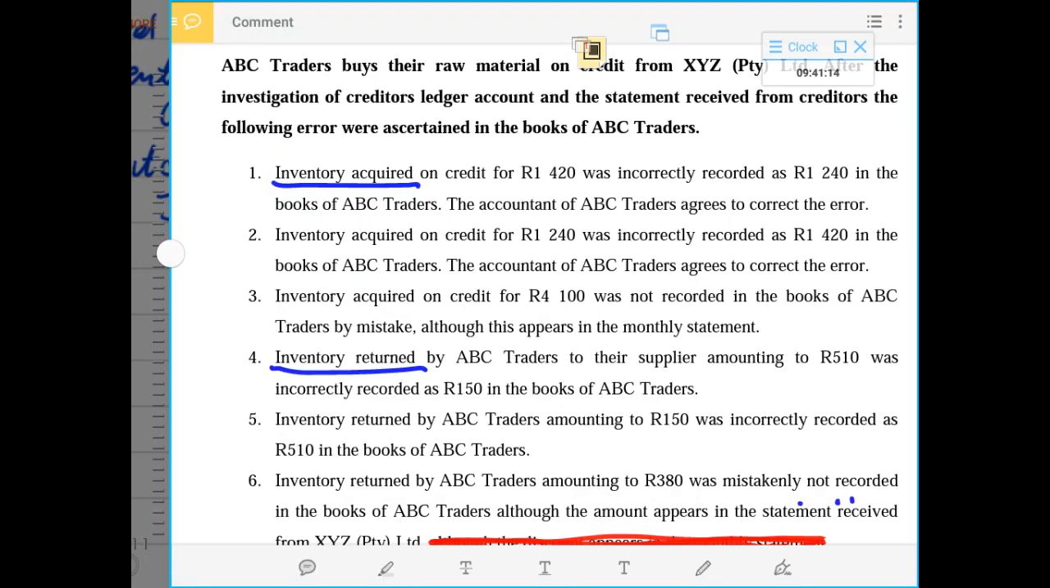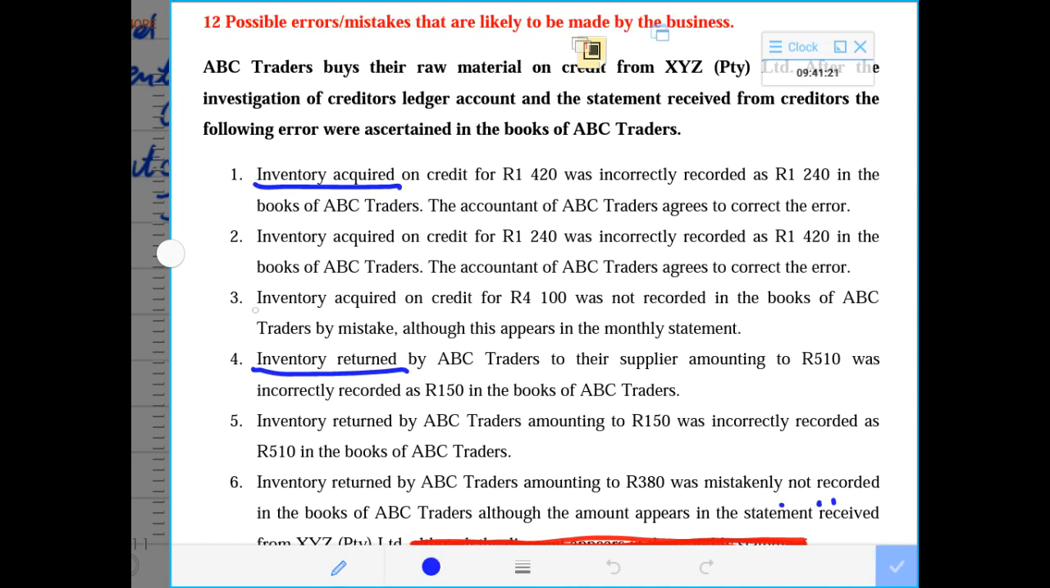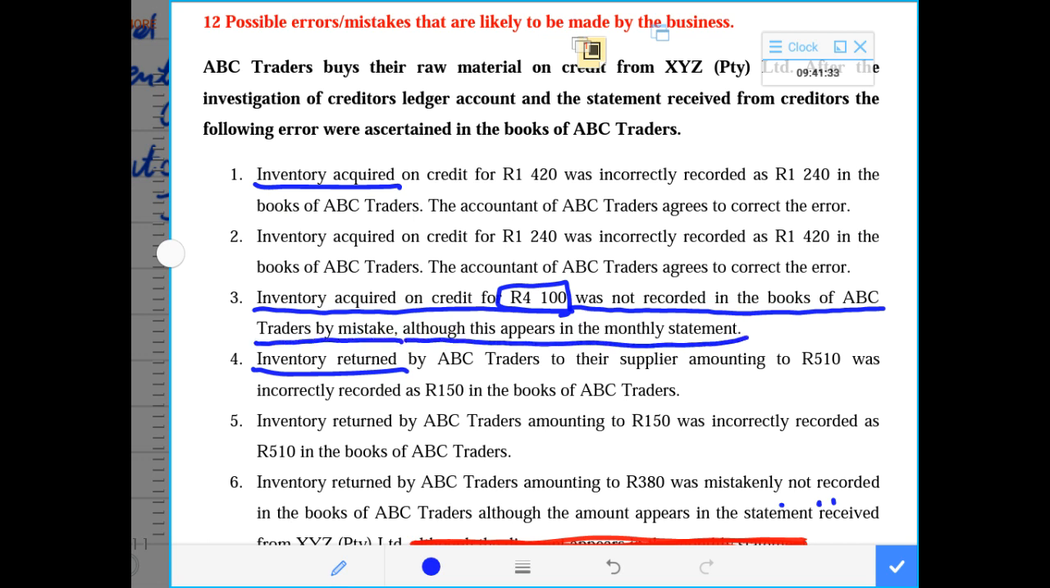Then now we go to the third entry. Third entry says inventory that was acquired. Once again, inventory was bought. Inventory bought on credit for 4,100 was not recorded in the books of ABC traders by mistake, although this appears in the monthly statement. So now in this case, this inventory of 4,100 was completely not recorded.